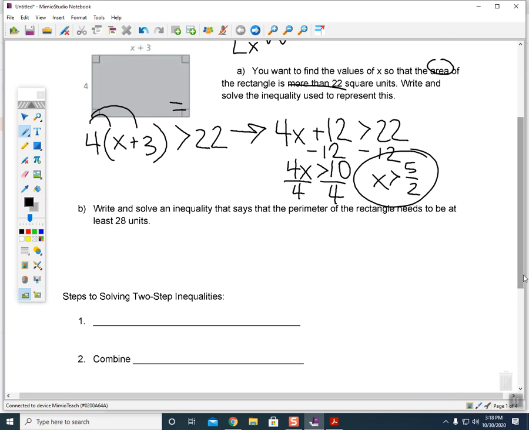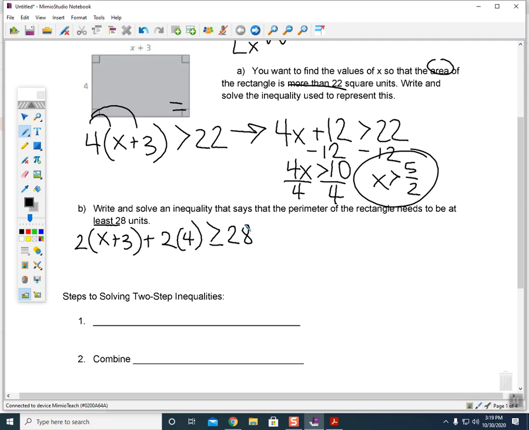We're going to write and solve an inequality that says that the perimeter of the rectangle needs to be at least 28 units. So perimeter means that I'm going to look at the distance around. So I need to add up all of my sides. So I'm going to write it like this, and then I'm going to explain why. I'm going to have 2 times x plus 3 plus 2 times 4. And then at least means that the smallest number it can be is 28. So this needs to be greater than or equal to 28.